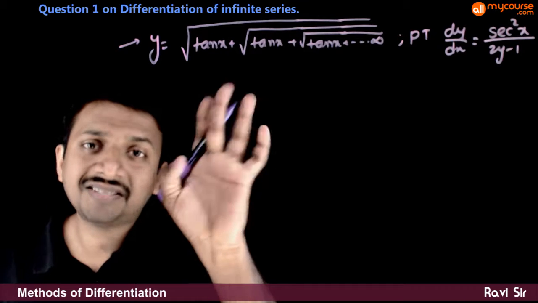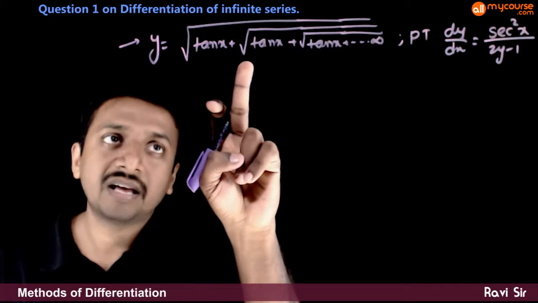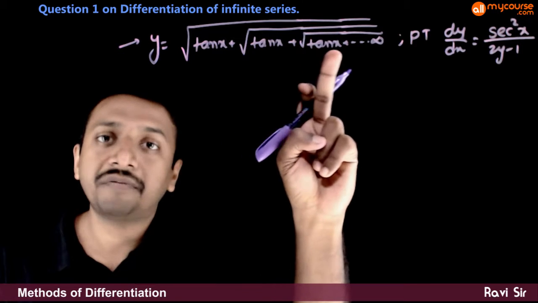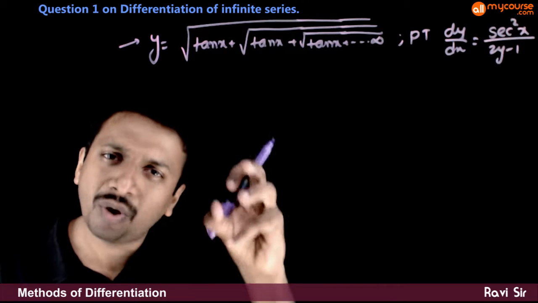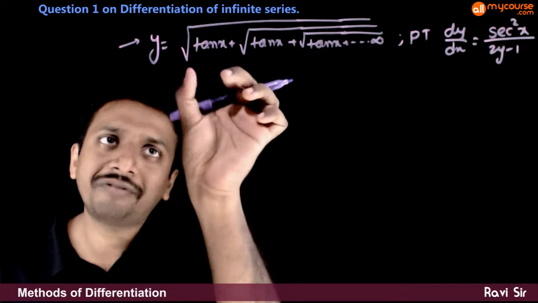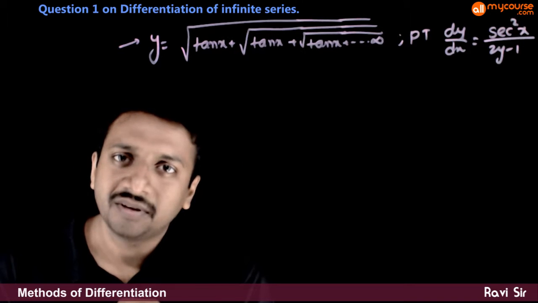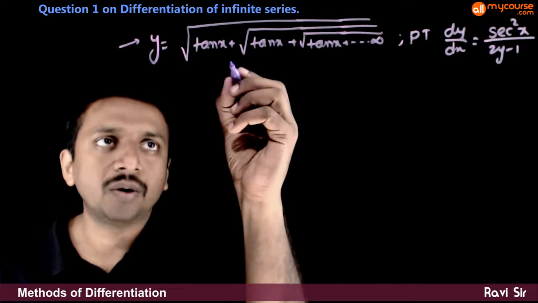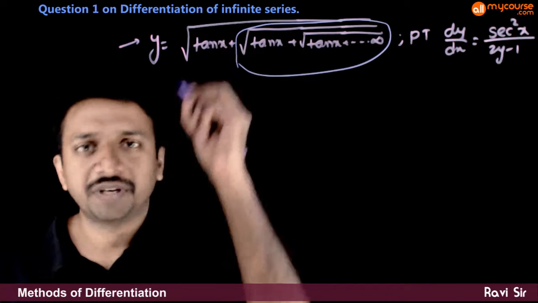Next, let us consider this infinite sequence. So y is equal to root of tan x plus root of tan x plus root of tan x plus 1. So what is the individual unit which is going on repeating? This root of tan x is the individual unit which is going on repeating. So if you take one root tan x outside, let us take this expression.